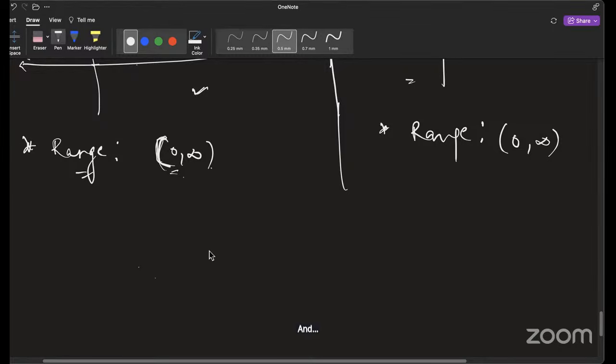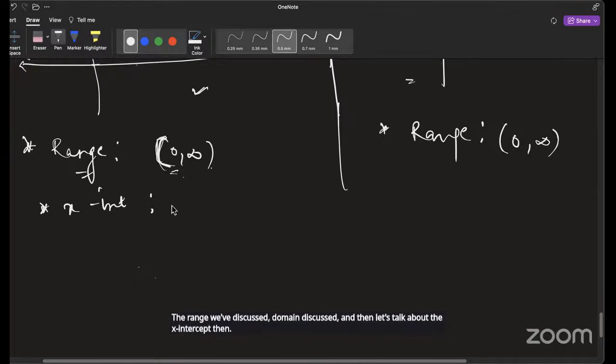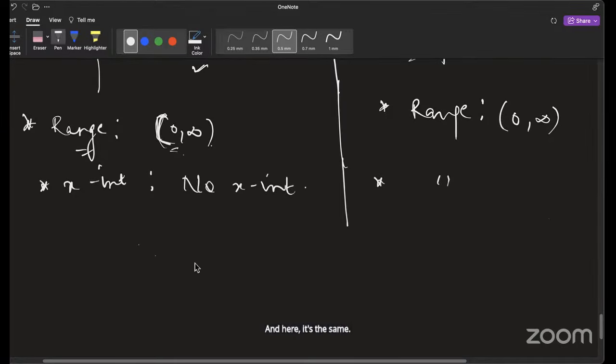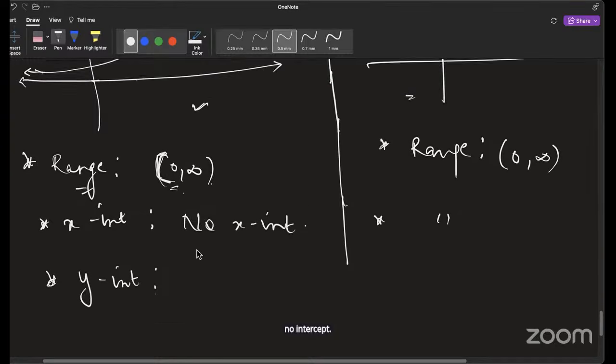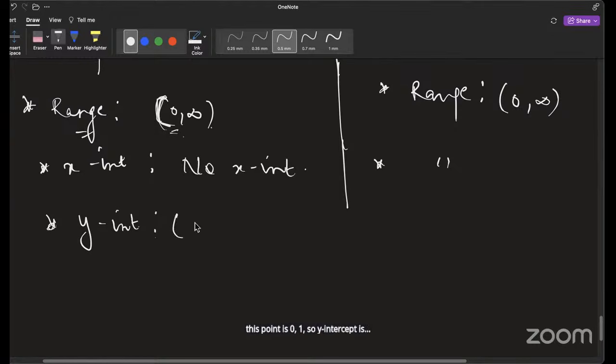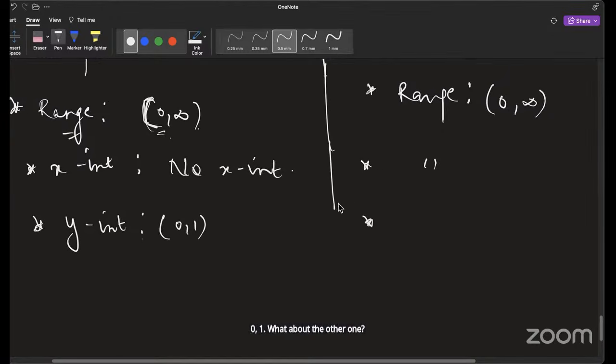The range we have discussed, domain discussed, and then let's talk about the x-intercept. So what do you think is the x-intercept of this? Nothing, ma'am. Nil. No x-intercept. And here, it's the same, no x-intercept either. And what about the y-intercept? 1. This point is 0, 1. So the y-intercept is 0, 1. What about the other one? Same. 1.